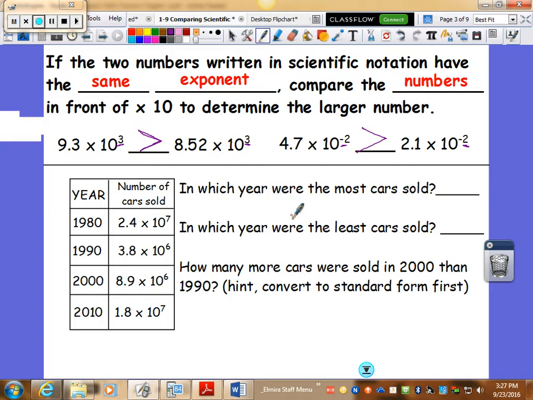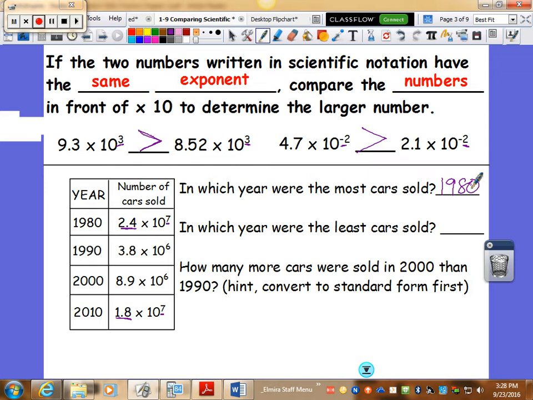All right, the next few questions are based on this chart right here. It lists the years and how many cars were sold during those years. In which year were the most cars sold? Okay, so most would be the biggest number, so I'd first look at exponents. I have 2 that have exponents of 7. So if I want to know which one's bigger, I then have to look at the 1.8 and the 2.4. And the 2.4 is larger, so 1980 is when the most cars were sold.